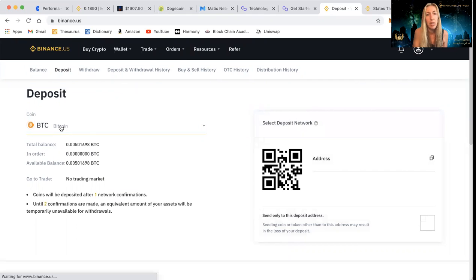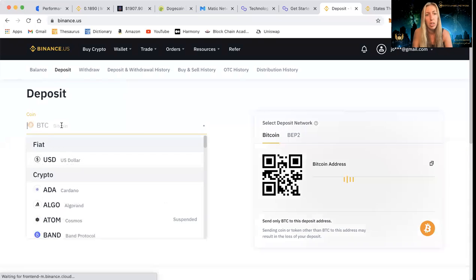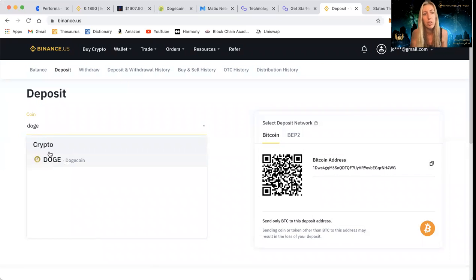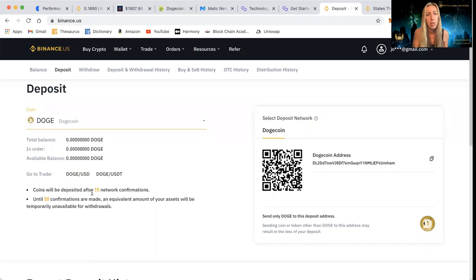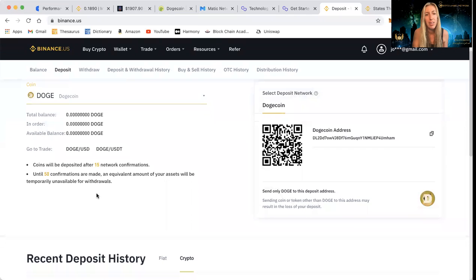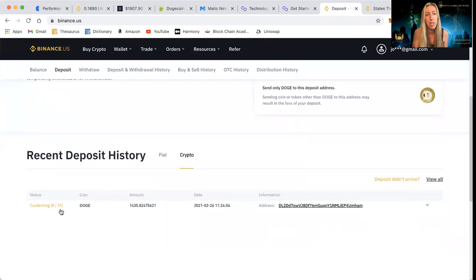And let's hop on over to Doge. So I'm going to go Doge, click here. Coin will be deposited after 15 network confirmations. Go to that. Let's see, go to my total balance again. Recent deposit. It's confirmed now, 8 of 15.